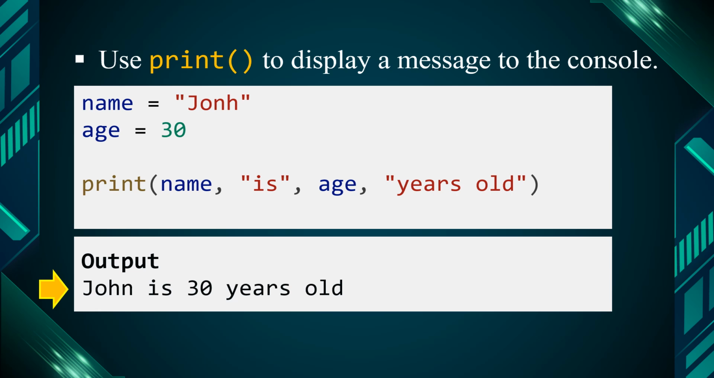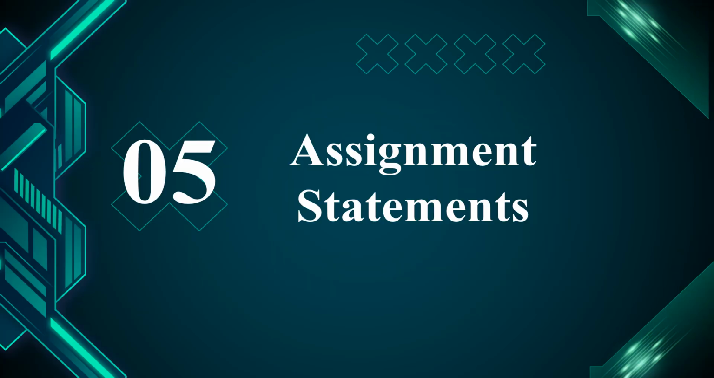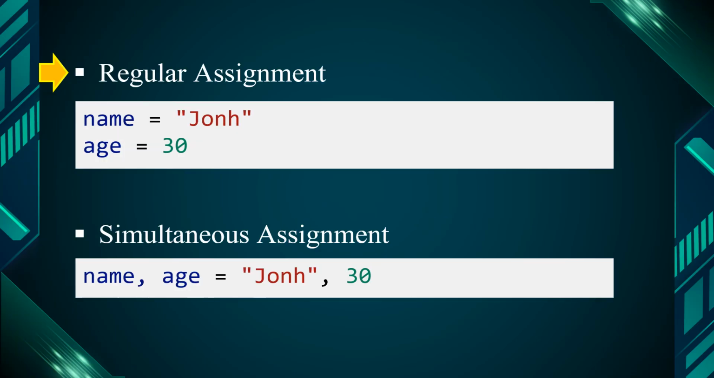The print function automatically separates each item with a space, so there's no need to manually add spaces in the text. Now, let's explore how to assign values to variables in Python. We will look at both regular assignments and a neat trick called simultaneous assignment. In the first example, we assign values to name and age one at a time. In the second example, simultaneous assignment allows us to assign values to multiple variables in a single line.